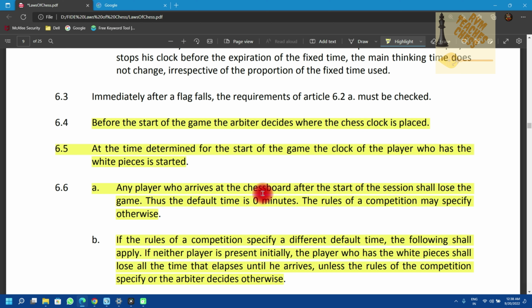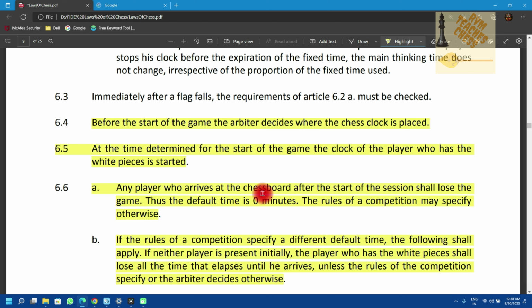Okay, so the arbiter can decide which side the clock is placed. Earlier there used to be a rule that the clock should be placed on the right hand side of the player who is playing the black pieces. Now that rule has been taken away and a new rule has been brought in. So the arbiter can decide which side the clock must be placed. He can place it either on the left side of you or on the right side of you, depending upon the arbiter's choice.